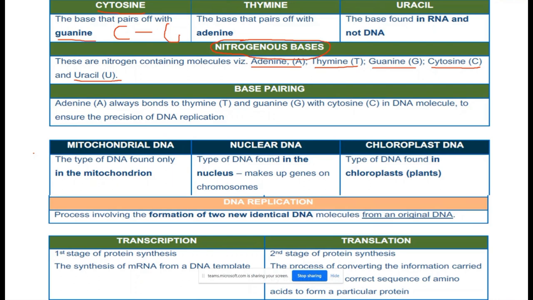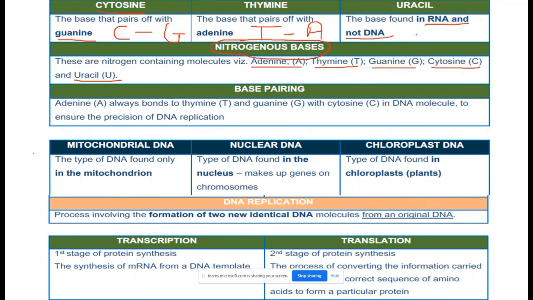In DNA, because remember, RNA is a single strand. There is no base pairing. Thymine always pairs with adenine or vice versa. Adenine pairs with thymine. And therefore, in DNA, you will have the same amount of cytosine as guanine and the same amount of thymine as adenine. Uracil is a base only found in RNA and not DNA.